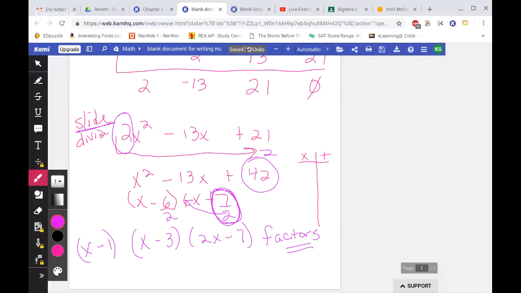All right. Because the zeros, just to clarify this with you, the zeros of this function are 1, because you take the opposite out, a 3, and a positive 7/12. Those are the zeros. And these are the factors. Can you kind of see the difference a little?